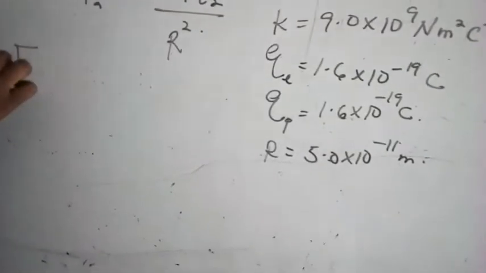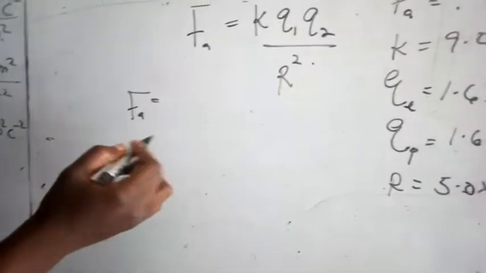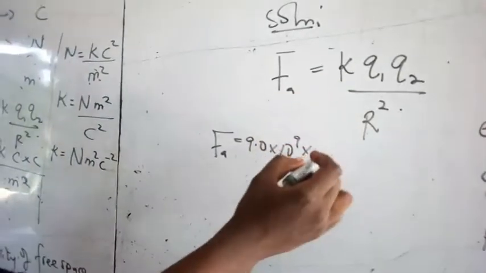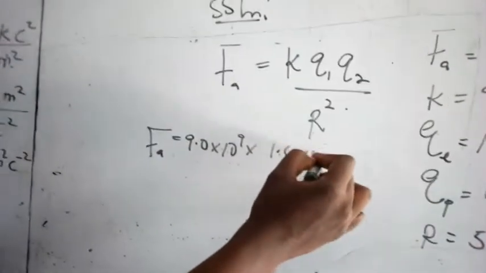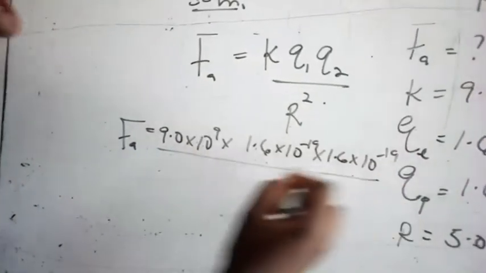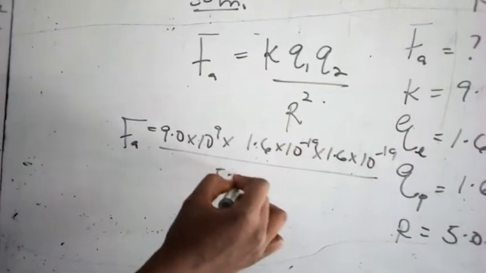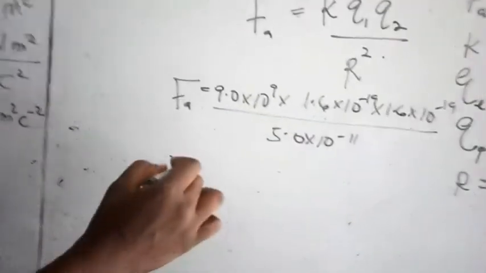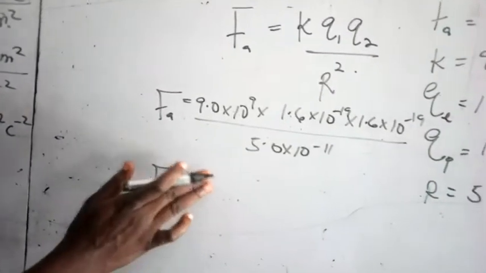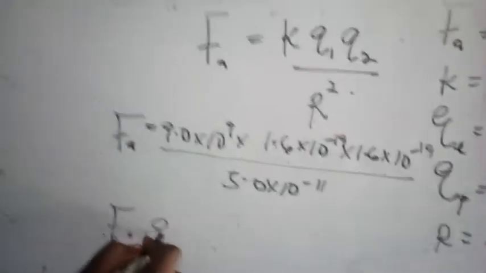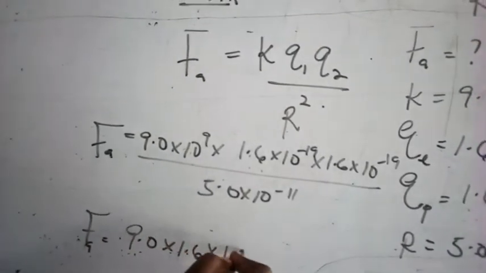So therefore we have the force of attraction, please. Let's make everything easy. 9.0 times 10 raised to the power 9 times your force charge, 1.6 times 10 raised to the power minus 19 times 1.6 times 10 raised to the power minus 19, over your R, which is 5.0 times 10 raised to the power minus 11. So your FA equals 9. I want you to punch the calculator. You can use standard form, but I want you to punch your calculator. You can use standard form by saying 9.0 times 1.6 times 1.6 times 10.